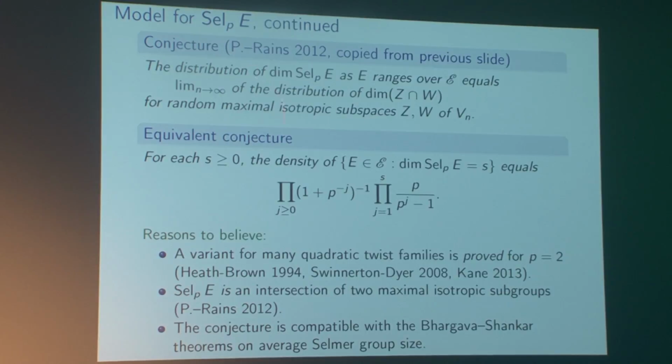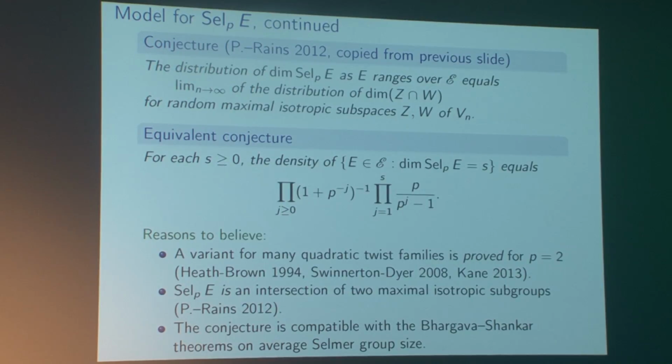And finally, this conjecture, once you know the distribution of this dimension, you can calculate other statistics, such as the average size of the Selmer group, or the size of the average of the square of the size, and things like this. And at least it's known that this conjecture is compatible with all the theorems that Bhargava and Shankar have proved about average Selmer group size. So far, it seems to be compatible with everything that's actually a theorem. And so this seems to be a good reason to believe this.